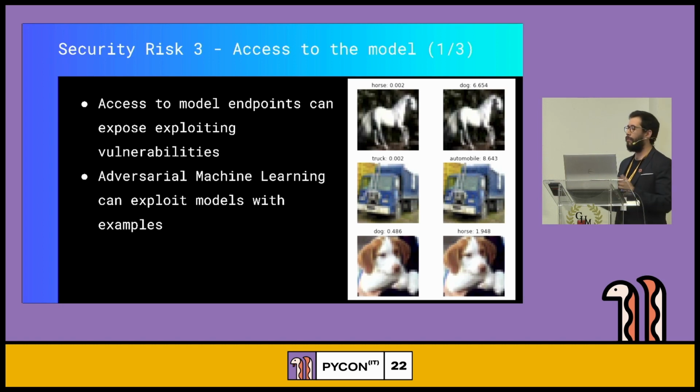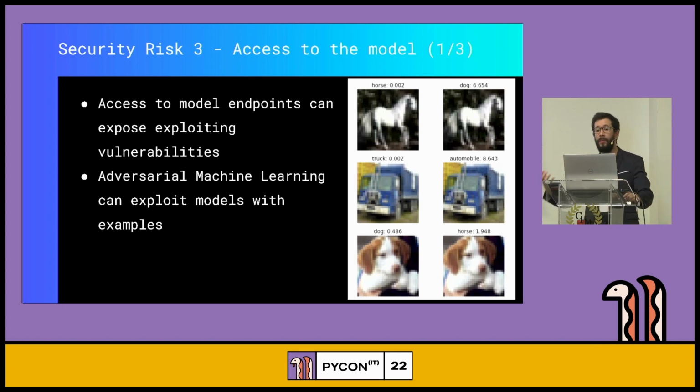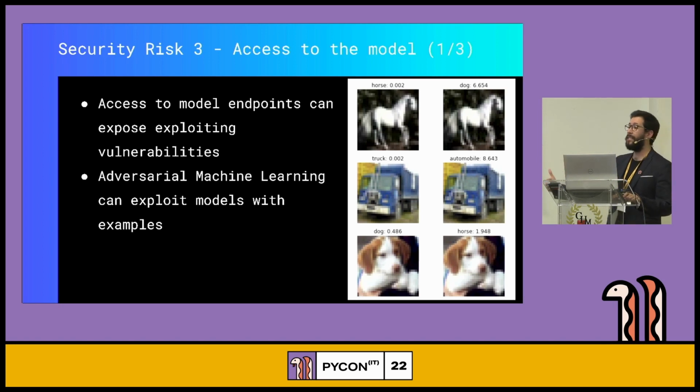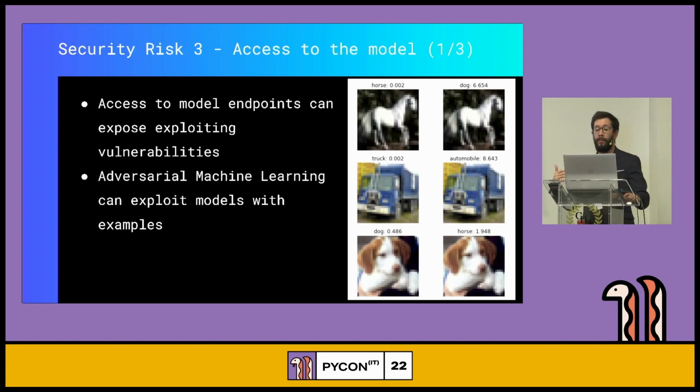Now let's see the challenge of access to the model, in this case, black box access to the model. What that means is to have unrestricted ability to perform inference on a model as a black box. What you can do with this, and some examples that we have seen, is building adversarial examples.